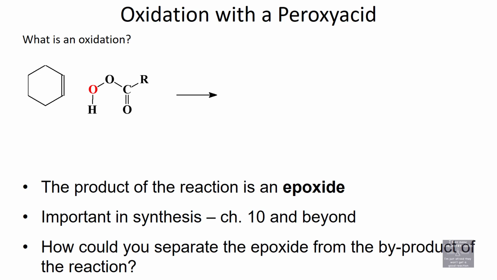All right, so we've done hydrogenation and hydroxylation. It's time for oxidation with a peroxy acid. That was a mouthful. It's about time we ask the question, what is an oxidation? In a general chemistry definition, it's loss of electrons. Oxidation is loss of electrons.